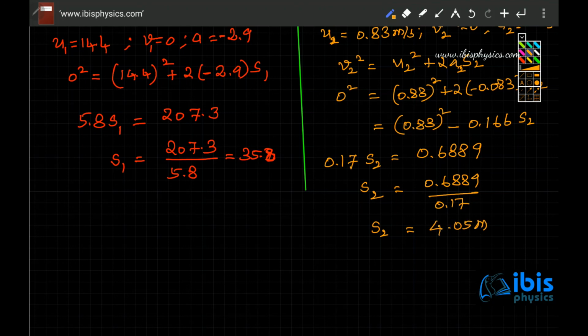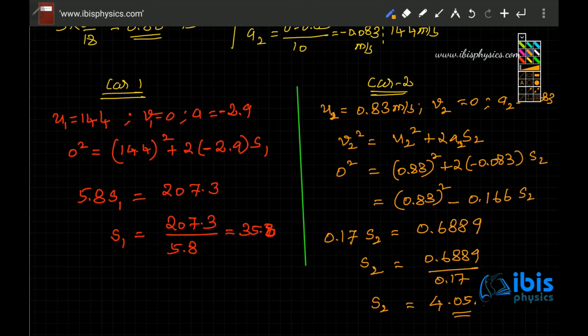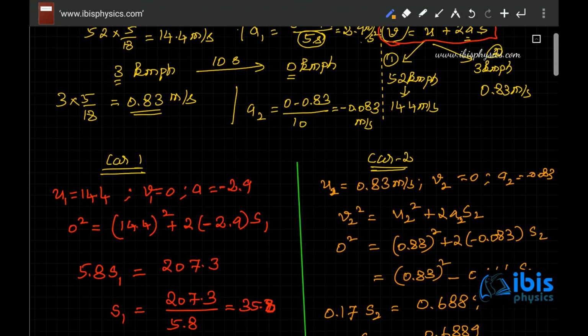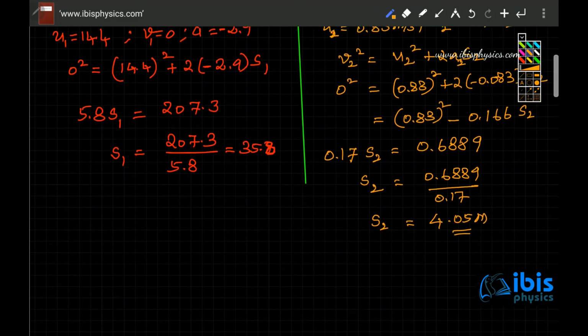That gives 4.05 meters. So even though the duration within which the second car comes to a stop is longer, double the duration, the velocity of the second car is very, very less, hence it travels a lesser distance. Car 2 travels just about 4 meters, while car 1 covers about 35.8 meters.